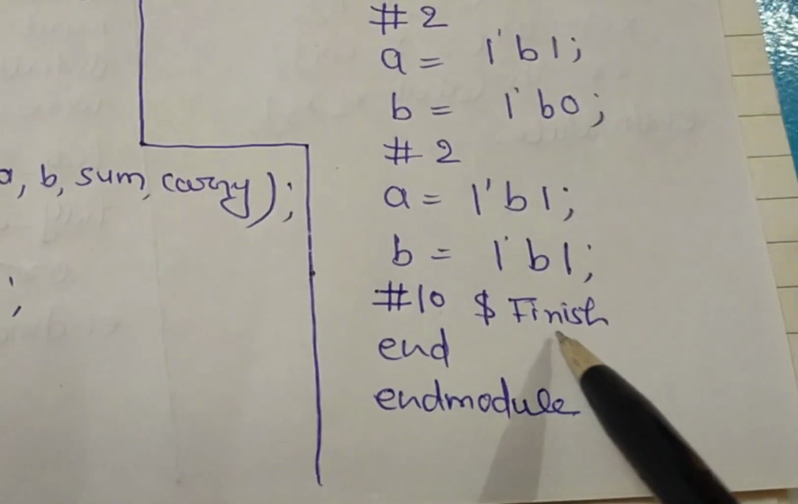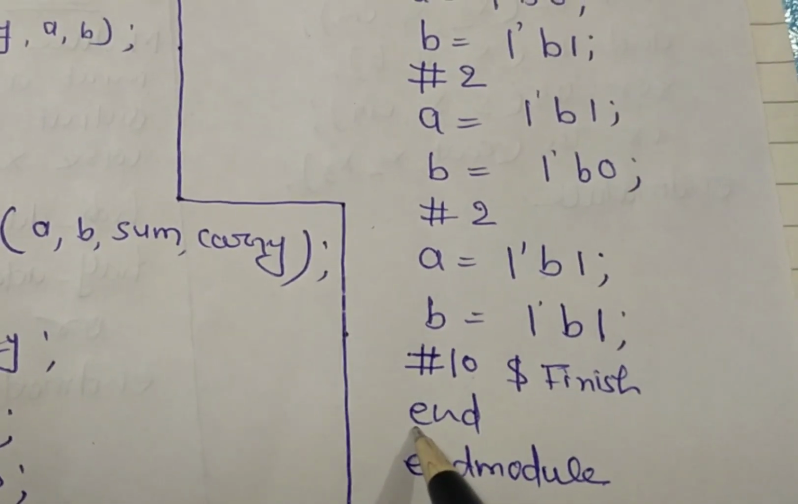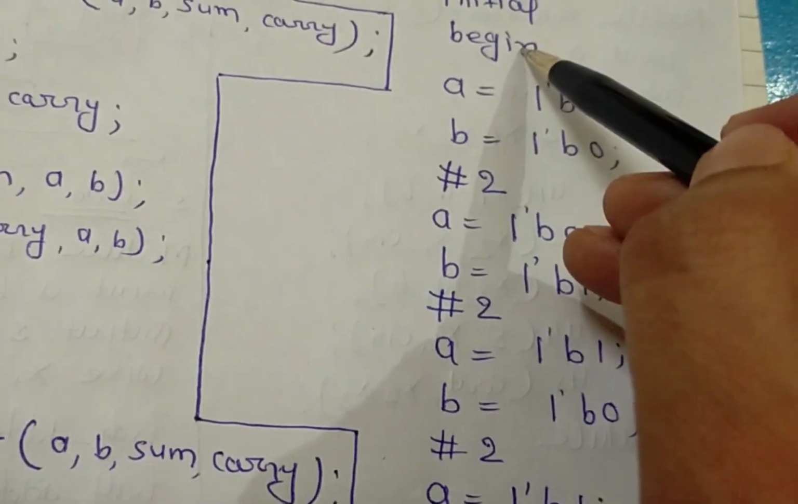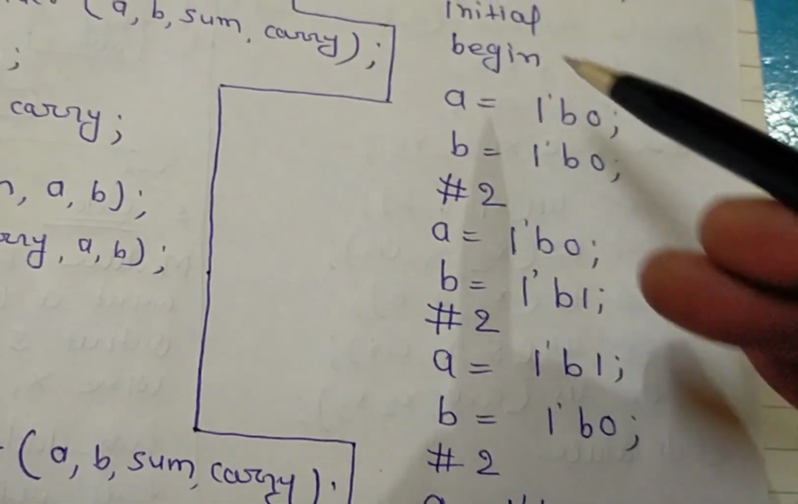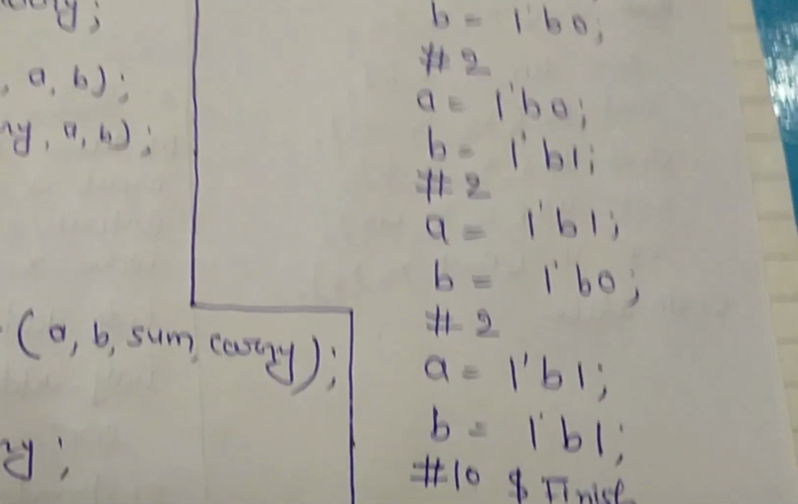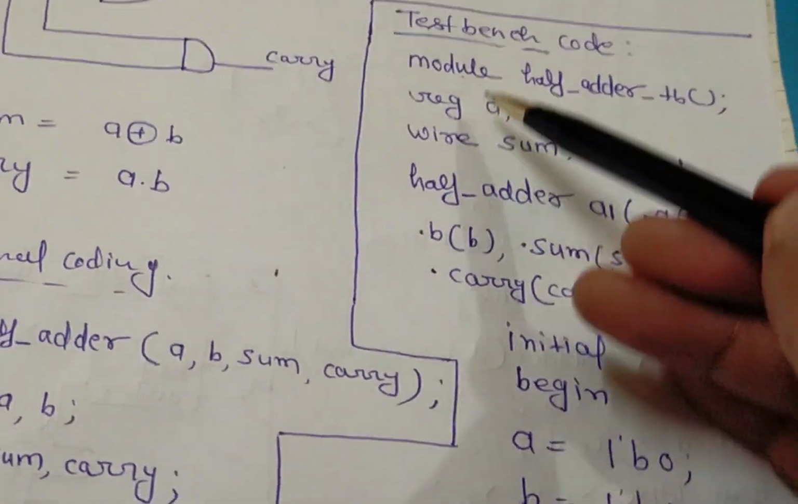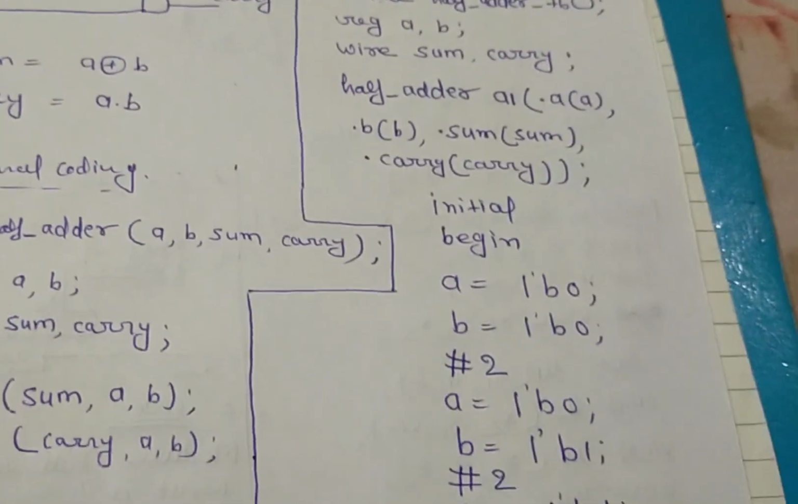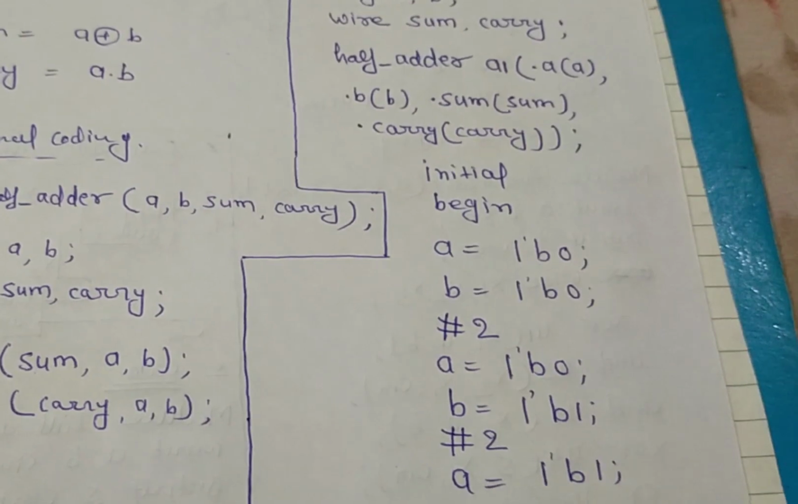We use the finish keyword and then use end. This end basically corresponds to the begin we used, and then we use endmodule. This endmodule is used for the module keyword. So this is the test bench of the half adder. Thank you.